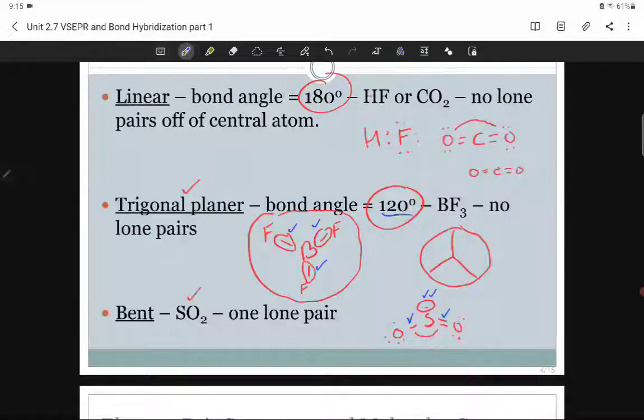So instead of being 120, we don't know exactly, because you would have to get in there with some spectroscopy to figure this out. But it's going to be a little bit less than 120. And if it was different atoms, not sulfur and oxygen, it might be even a little bit different than 120. And again, you wouldn't know that unless you experimentally figured it out.